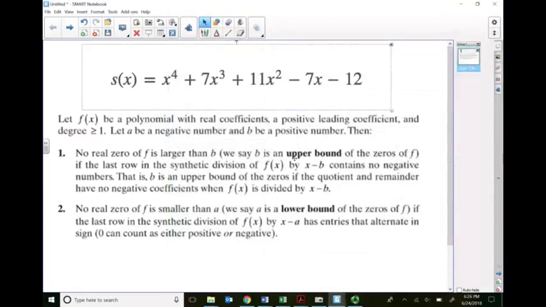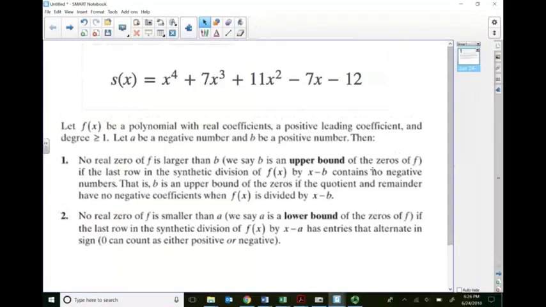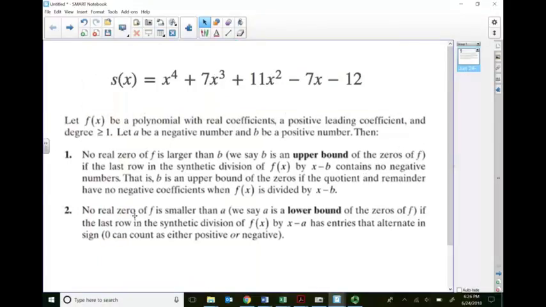All right, let's take a look at this lower bound idea. So on the notes, no real zero of f is smaller than a particular number a. We say a is the lower bound of the zeros of the function f if the last row in the synthetic division for my function has entries that alternate in sign.